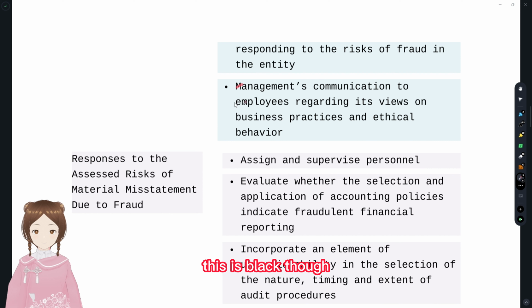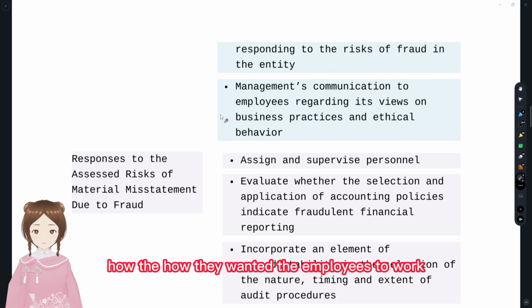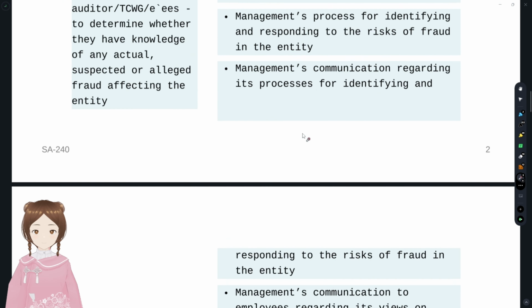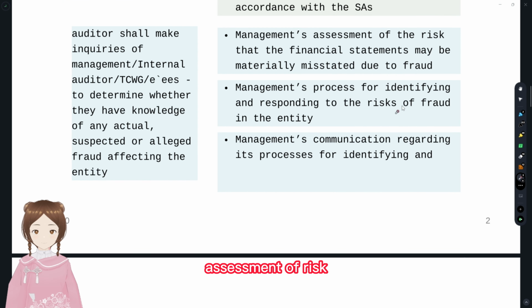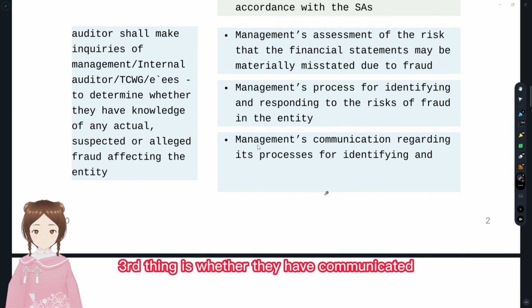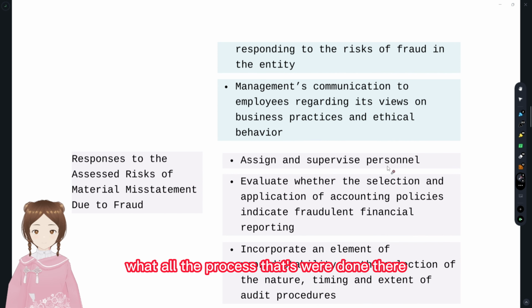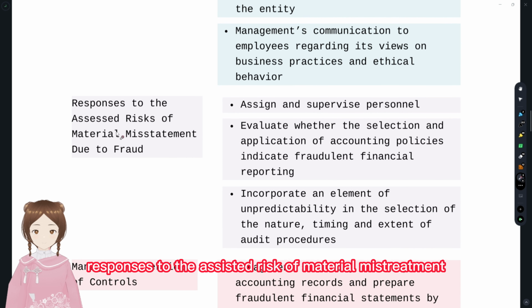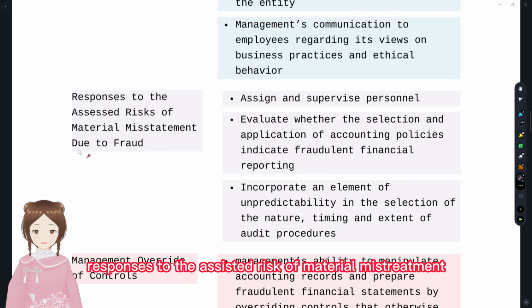This is the management's or TCWG's ethics, or what they wanted from the employees, how they wanted the employees to work, all the rules and regulations. First thing, assessment of risk. Second thing, response to that risk. Third thing is whether they have communicated all the processes that were done there. And fourth one is their views. There's a conclusion.